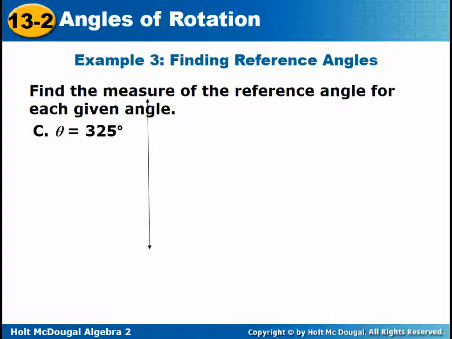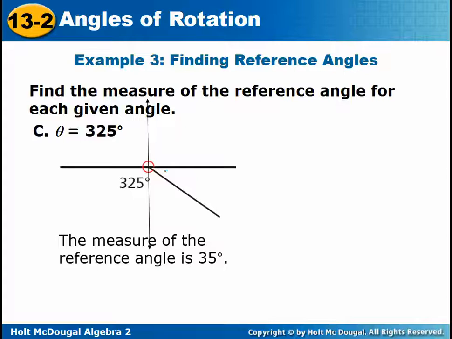Okay, here's our 325. That is starting at the x-axis, of course, going all the way around until we get to, not to 360, we have to stop short of it. And to find out what the measure of this angle is, just take 360 minus 325, and it's 35 in here.